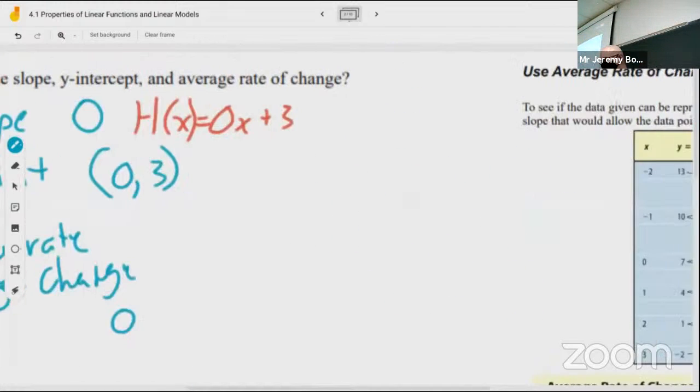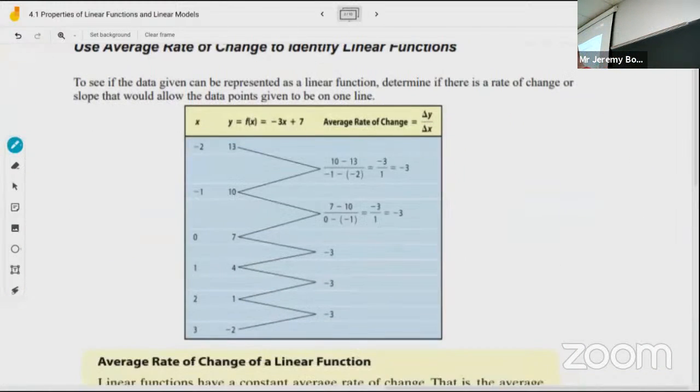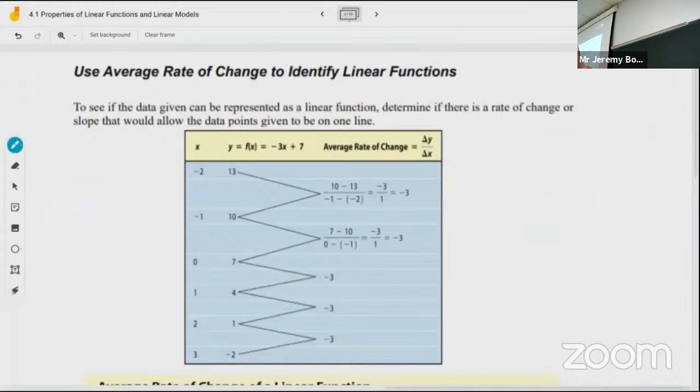All right. One of the things about linear functions is that their rate of change is constant. The rate of change does not change throughout. When you're drawing a line, it doesn't do this and then do this and then do this, right? It doesn't change how it's increasing because that wouldn't be a line.